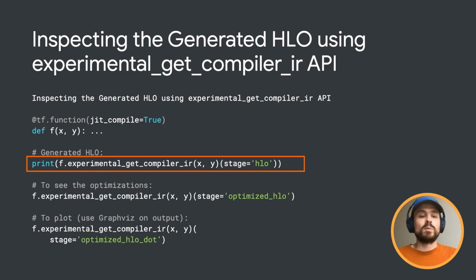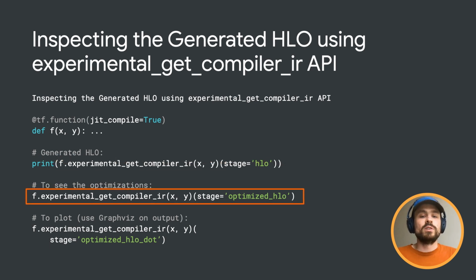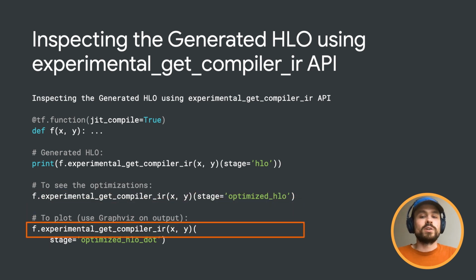Using the get_compiler_ir API, you can inspect the HLO, optimized HLO, or the graph in graphviz dot format for a compiled function. To plot the graph returned by the optimized HLO dot format, you can invoke the graphviz binary on it, and you will get the HLO graph rendering in the same format you have seen throughout this talk. Note that in order to generate the HLO, the input arguments to the function need to be fixed, as changing certain arguments might require recompilations.